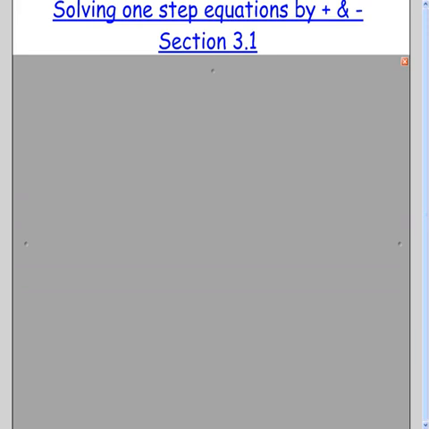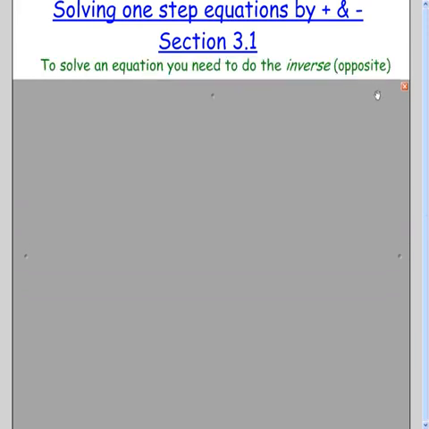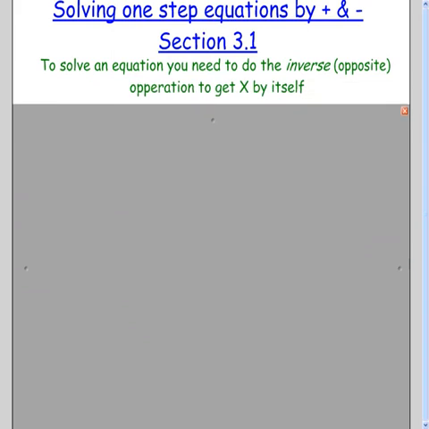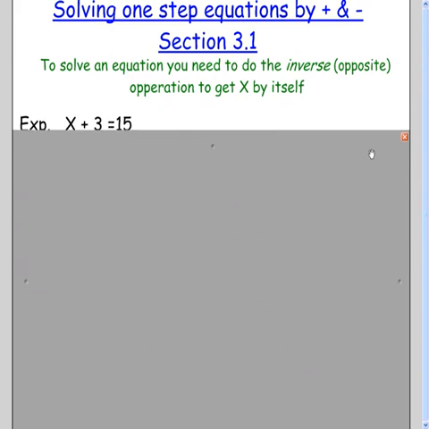Okay, today we're going to solve one-step equations by addition or subtraction, and this is section 3.1 in the book. To solve an equation, you have to do the inverse or opposite of the operation that is already there to get x by itself. For example, we have the equation x plus 3 equals 15, and I want to get the x by itself.